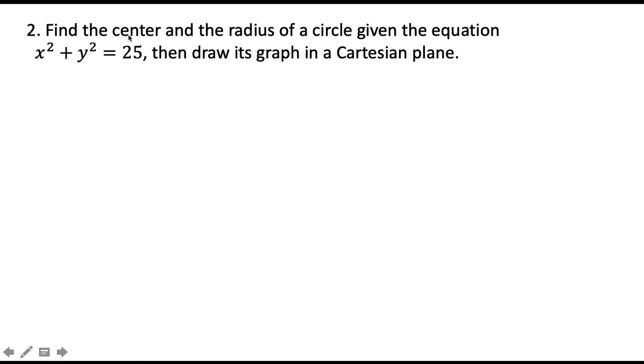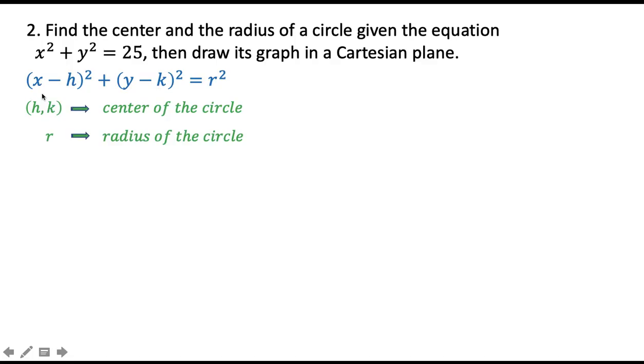In given number 2, find the center and the radius of a circle given the equation x² + y² = 25. Then draw its graph in a Cartesian plane. This given is also in standard form, or center-radius form. Although we are not seeing any h and k here, this means that the values of h and k are 0. So we can rewrite this as (x − 0)² + (y − 0)² = 5², which is the exponential form of 25.